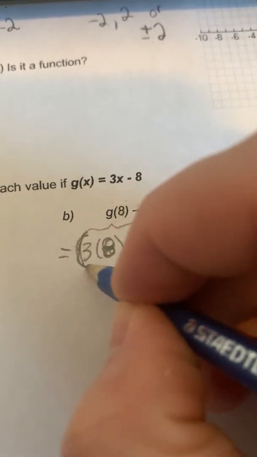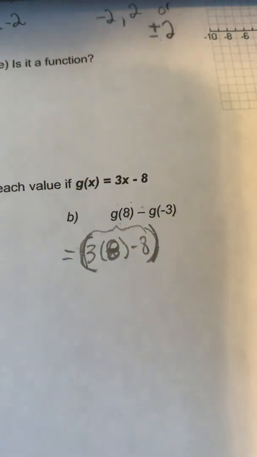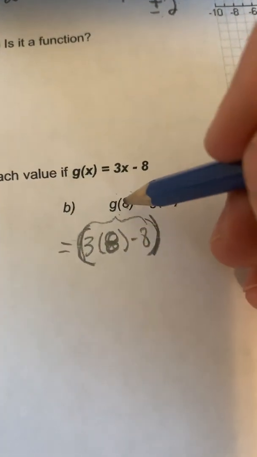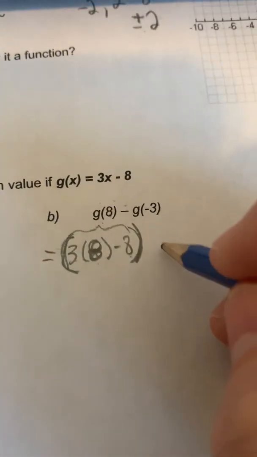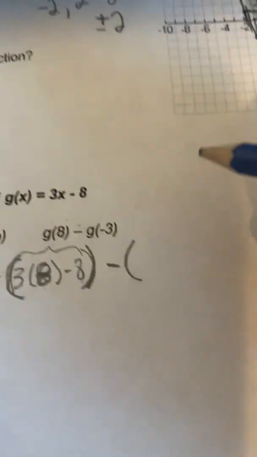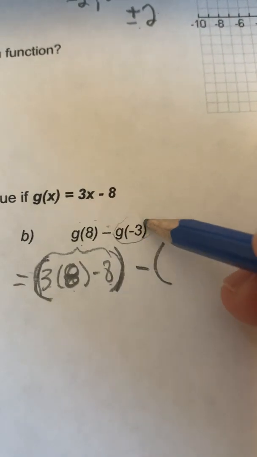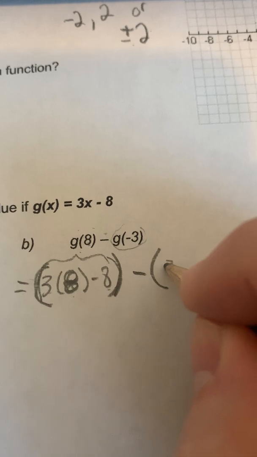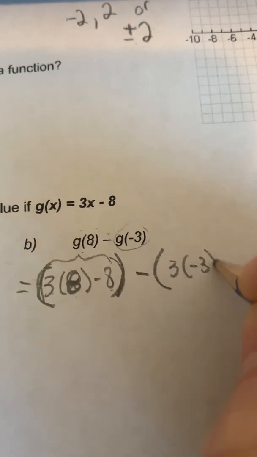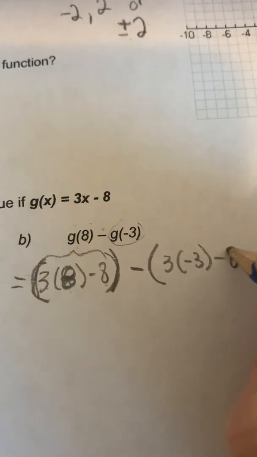I'm going to put this in brackets since we're going to be doing two different substitutions. So we're going to substitute 8 into the x. So 3 times 8 minus 8. Subtract. Now we're going to do g at negative 3. So we're going to substitute negative 3 into x. So we end up getting 3 times negative 3 minus 8.